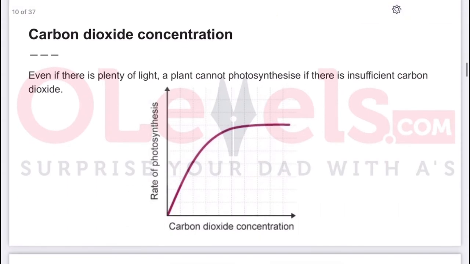Now, carbon dioxide concentration. Even if there is plenty of light, a plant cannot photosynthesize if there is insufficient carbon dioxide. This graph shows how the carbon dioxide concentration is related to the rate of photosynthesis. As the carbon dioxide concentration increases, the rate of photosynthesis also increases, but at a certain concentration, photosynthesis becomes constant and no longer increases.